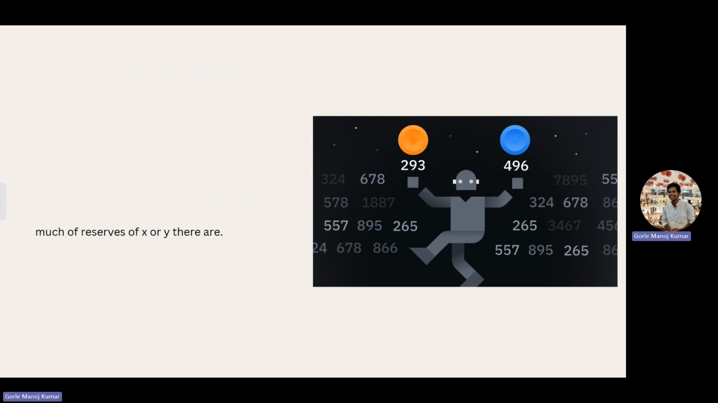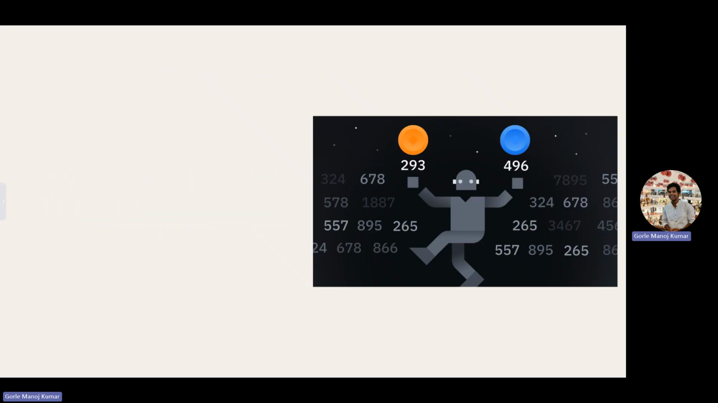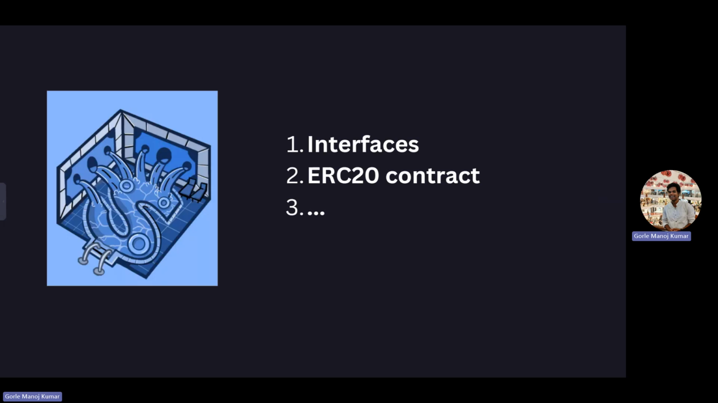The second thing we'll review is Solidity. I don't know how much Solidity you are aware of, because the coming 10-15 slides will have a lot of code. We'll go through each line one by one and try to figure out what each line is doing. I would expect you to at least be aware of what interfaces are in Solidity and what ERC20 contracts are. If you are not aware, it's totally fine.